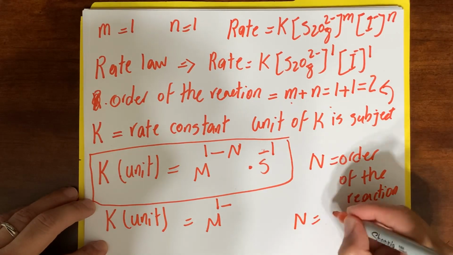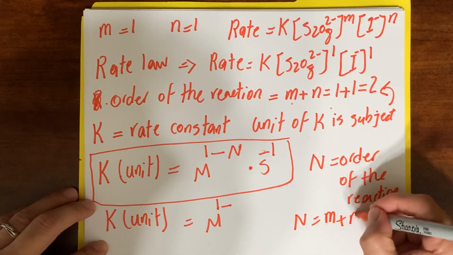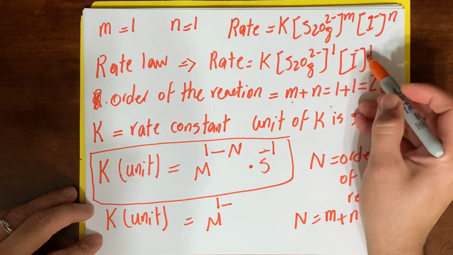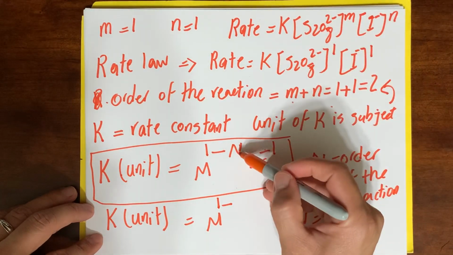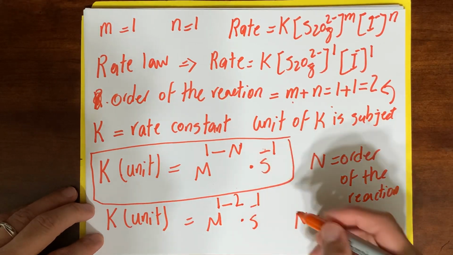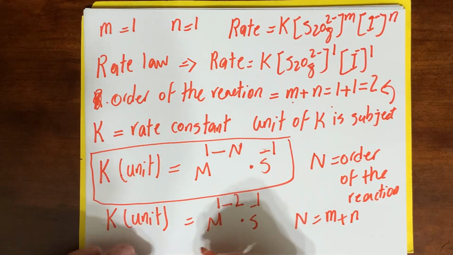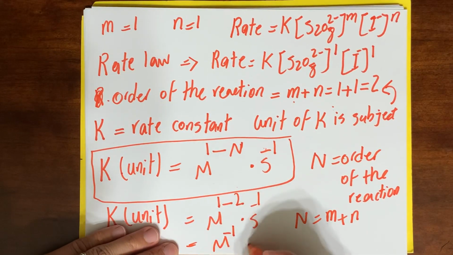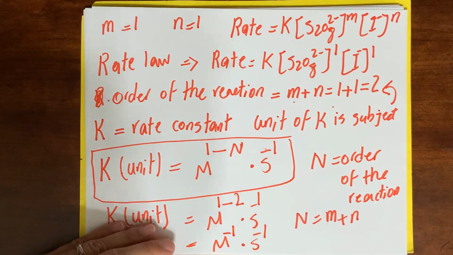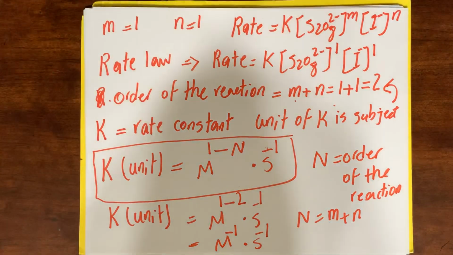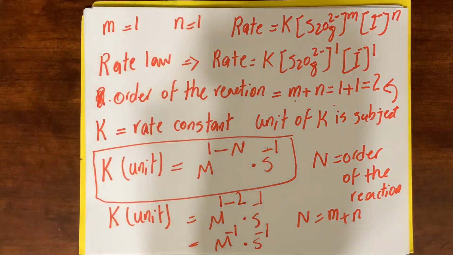N is equal to M plus lowercase n. So just simply add those exponents and put it here. So it will be 1 minus 2 multiply S minus 1. So the unit will be M minus 1 S minus 1. Okay, so we got the unit for K.